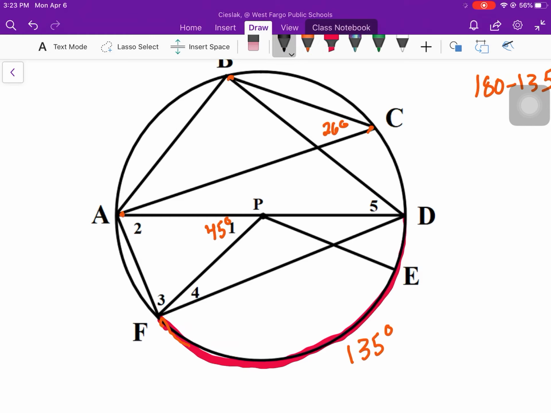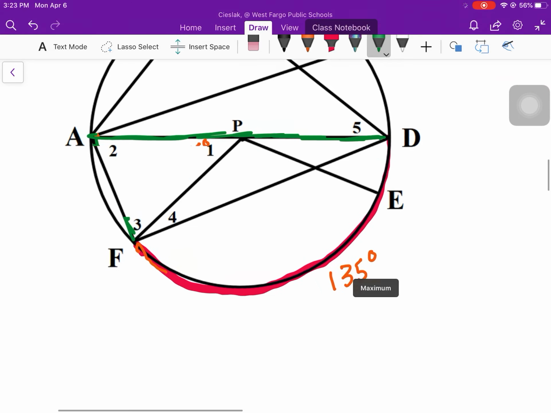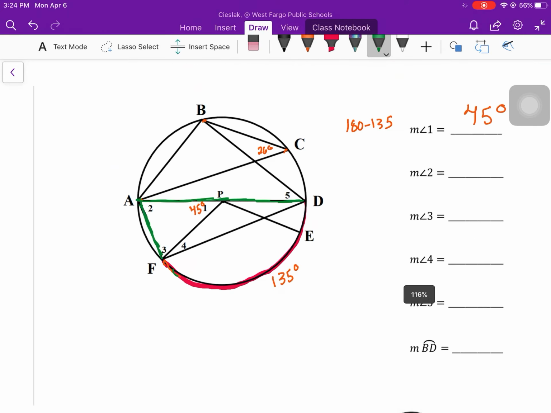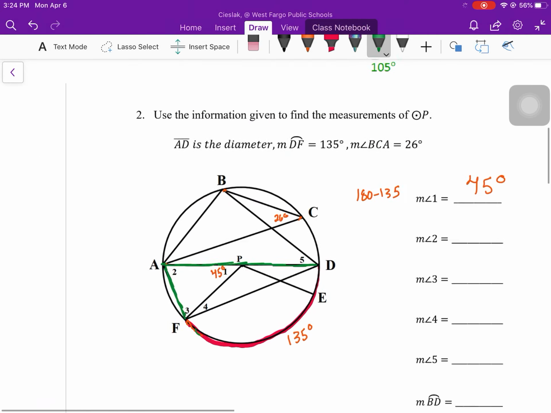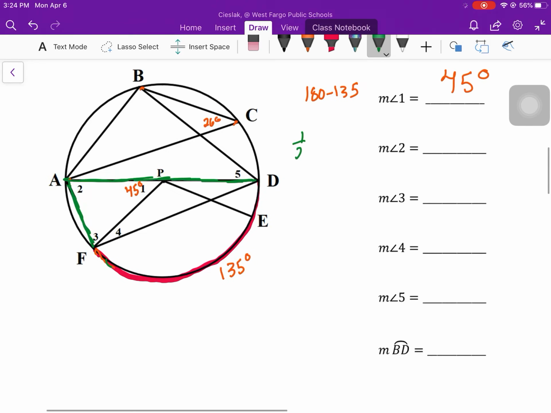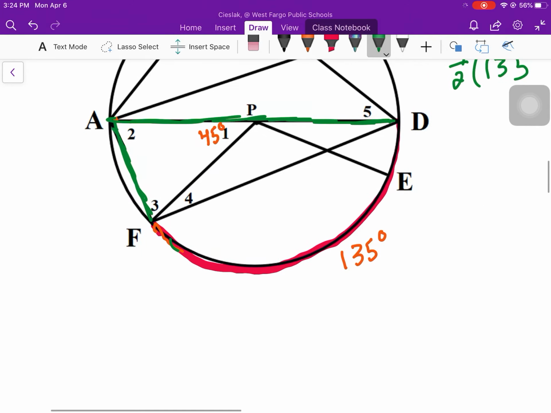Okay, next thing to do is to find the measure of angle 2. The first thing that I notice is, if I look at angle 2, it is formed right there. It is an inscribed angle. And I know that the entire intercepted arc, the one that I have drawn in red there, is 135. So in order to find the measure of angle 2, the inscribed angle is half of the intercepted arc. So I can go 1/2 times 135, which gives me 67.5 degrees. Okay, so angle 2 is 67.5.